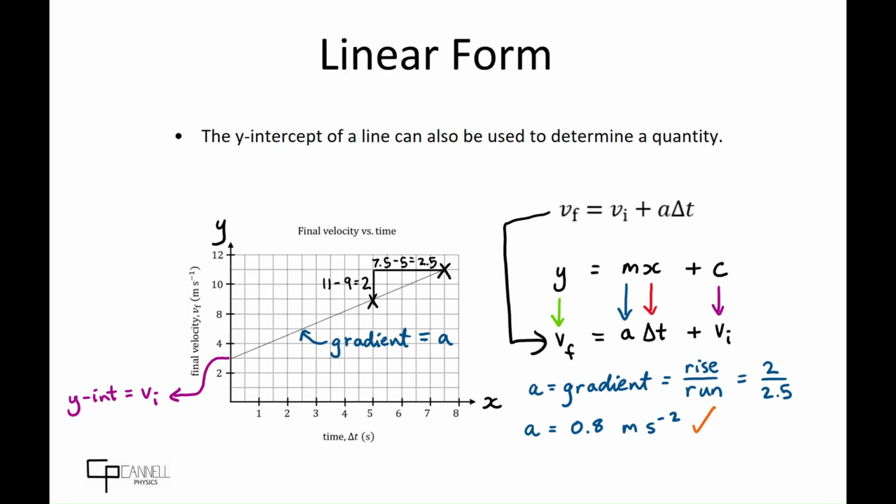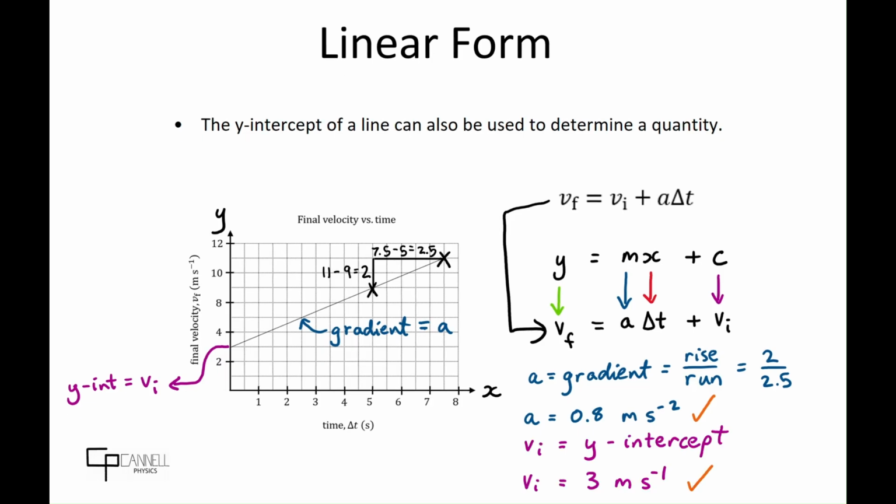So that's the acceleration, and now we can use the y-intercept of the graph to determine the initial velocity. And this is quite easy. You can see from here on the y-axis that the y-intercept is 3, hence the initial velocity is also 3 meters per second. And there you have it. By using the gradient and y-intercept of this graph and getting the equation of interest in linear form, I was able to graphically determine useful values.